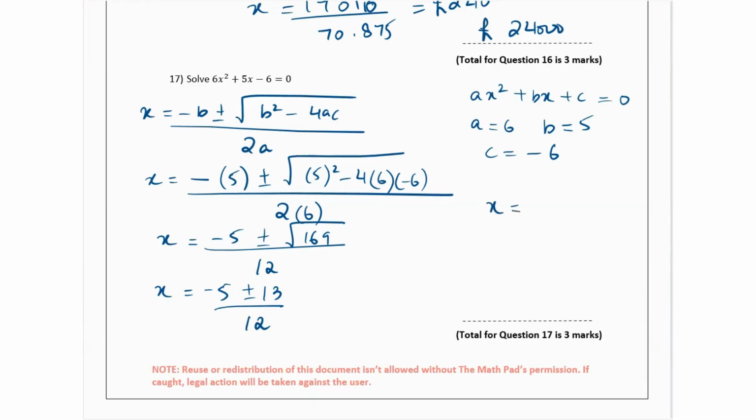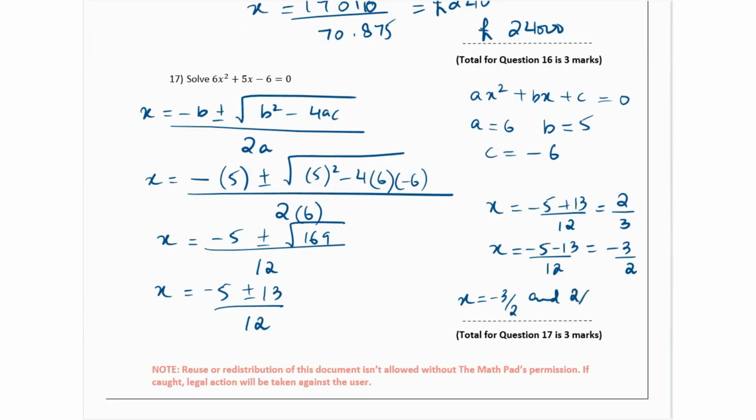So one value of x is going to be negative 5 plus 13 over 12, which is going to be 8 over 12, which simplifies to 2 over 3. And for the other one is going to be negative 5 minus 13 over 12. That's negative 18 over 12, which simplifies to negative 3 over 2. So these are your values of x. X is negative 3 over 2 and 2 over 3.